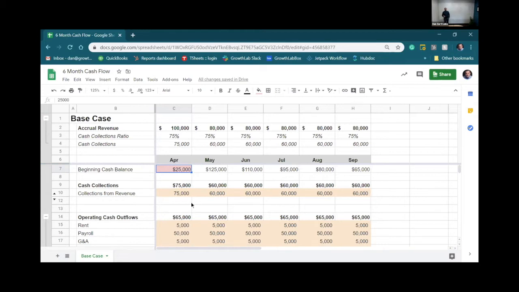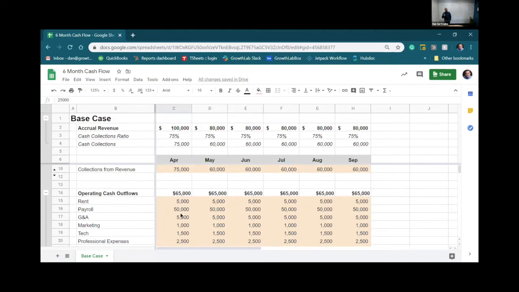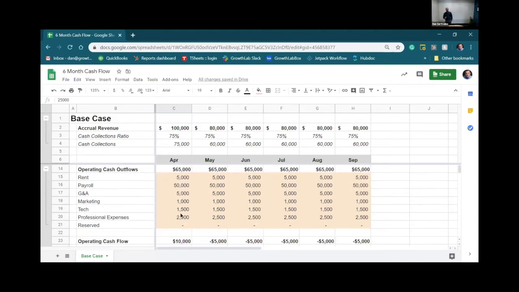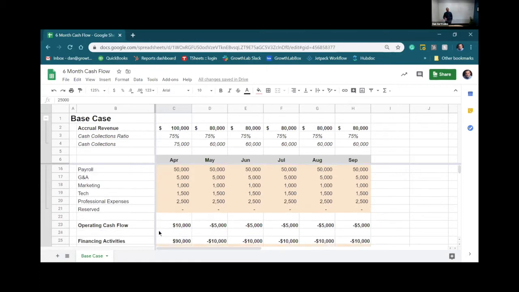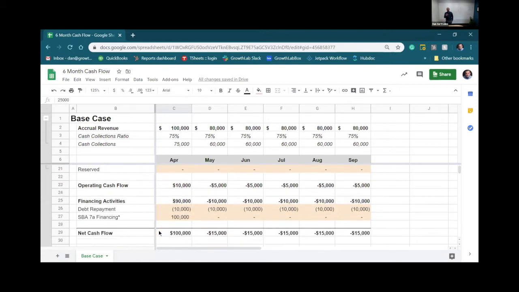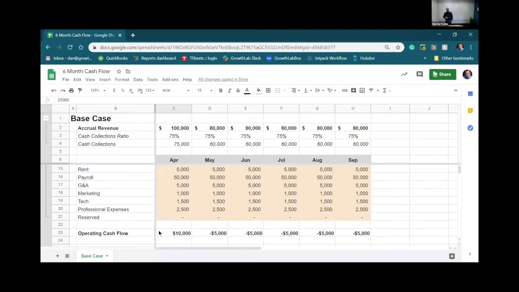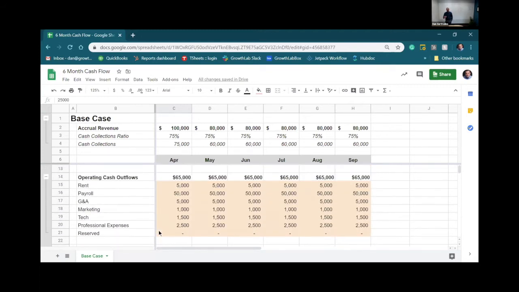Now, the next piece is your operating cash outflows, right? And I use the keyword operating, because there are different types of cash flows. There are operating cash flows, there are financing cash flows, and then there's a third one, which we're not going to contemplate here: your investment, your fixed assets, okay? Your operating cash flow is really what you see on your P&L. So if you go to QuickBooks and say, give me a P&L for April, that's essentially what you'll see in your P&L on a cash basis.